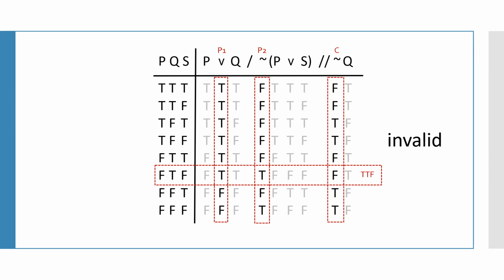And so what we've done by way of this process is prove that the original argument, which is premise 1, P or Q, premise 2 says it's not the case that P or S is true, and then the conclusion says, therefore not Q. This argument must be an invalid argument.